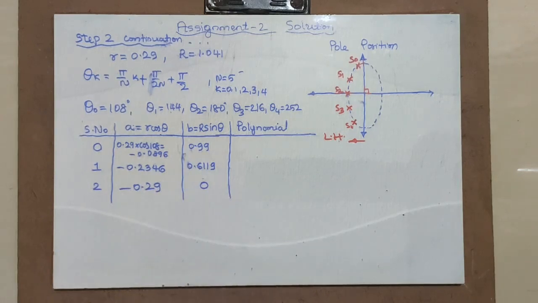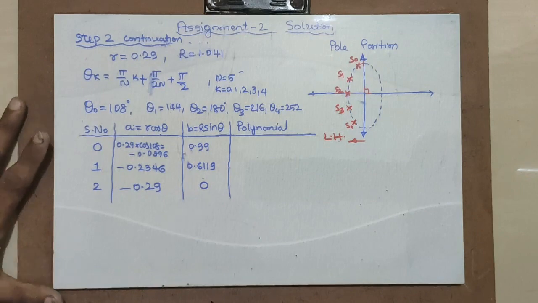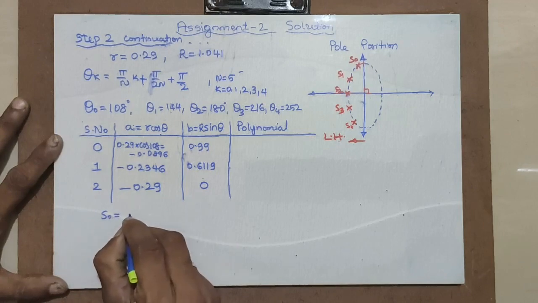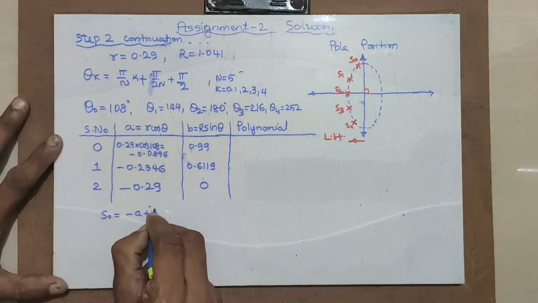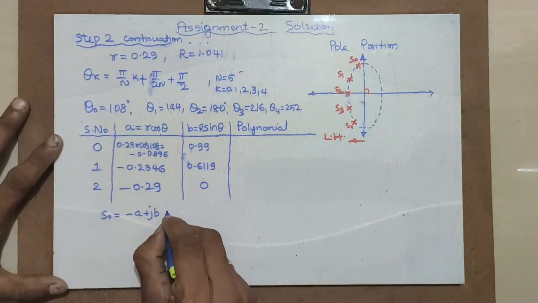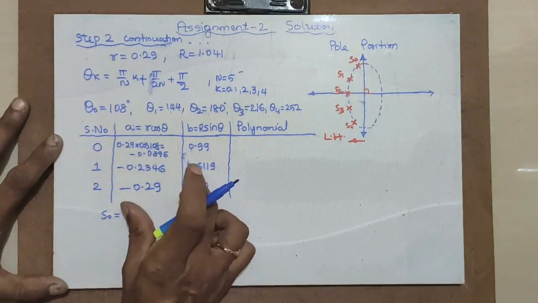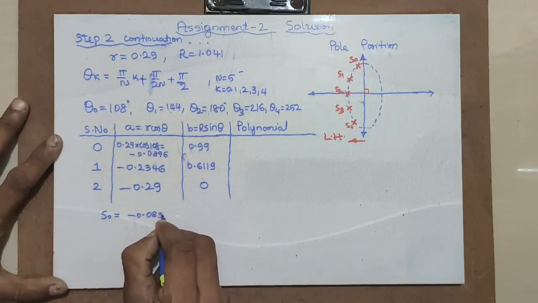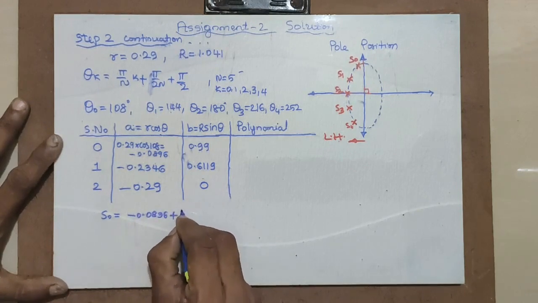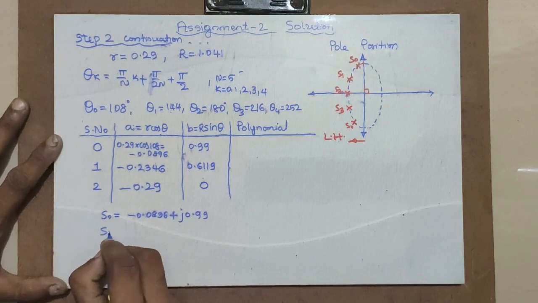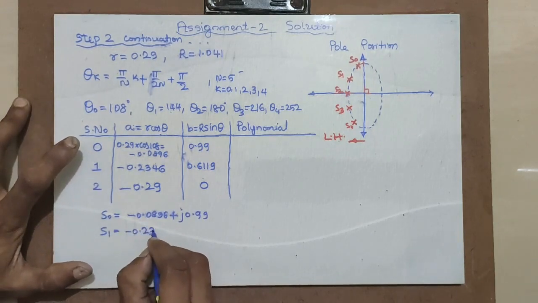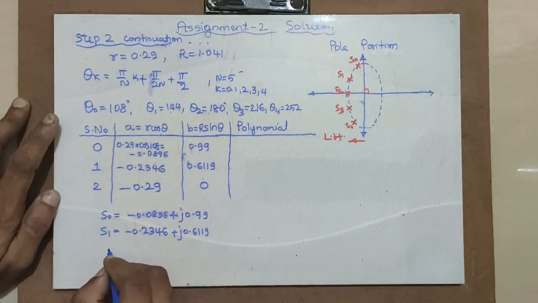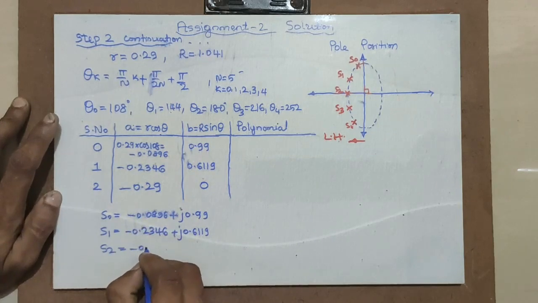Now you have found all the values of A and B. Why am I using A and B? Because I can find the pole positions. Now S0 is equal to minus A plus JB. You have to use this. Actually it is A plus JB, which is minus 0.0896 plus J0.99. S1 is minus 0.2346 plus J0.6119. Similarly, S2 is equal to minus 0.29.